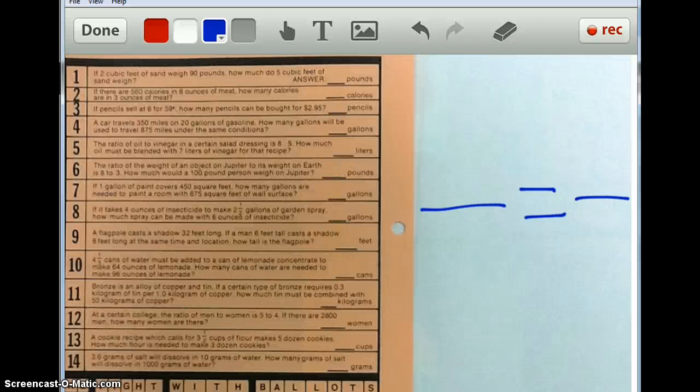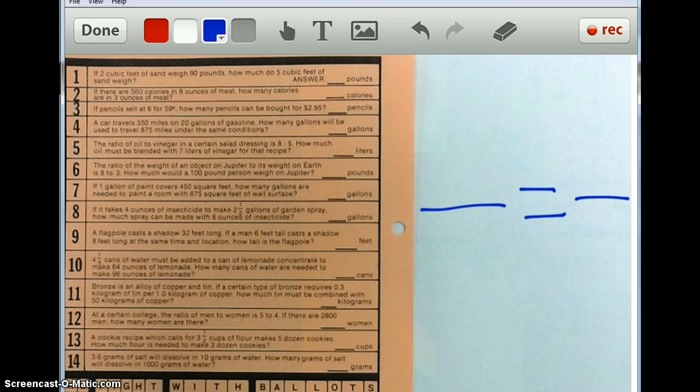All right, so in class, I saw that most people did get up through at least number 4, but number 5 caused a lot of problems. So here's what it says. It says the ratio of oil to vinegar in a certain salad dressing is 8:5. How much oil must be blended with 7 liters of vinegar for that recipe?